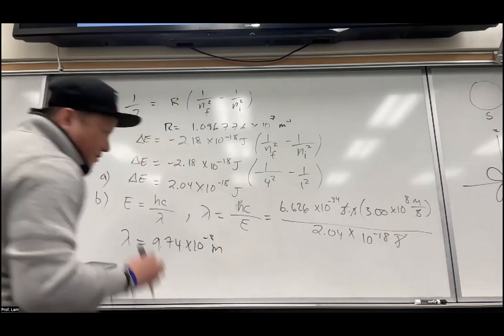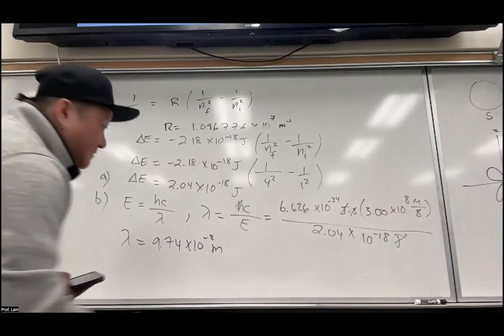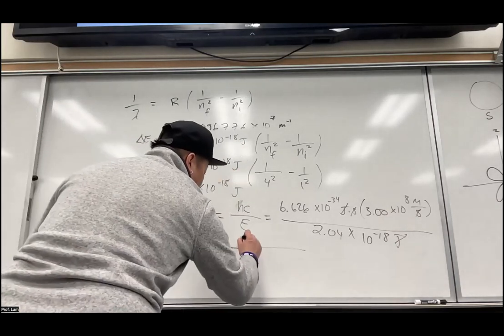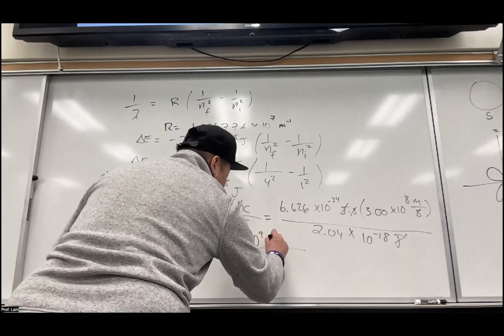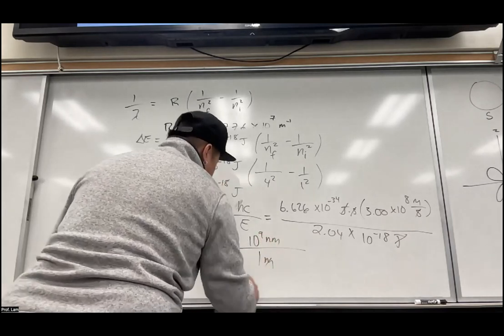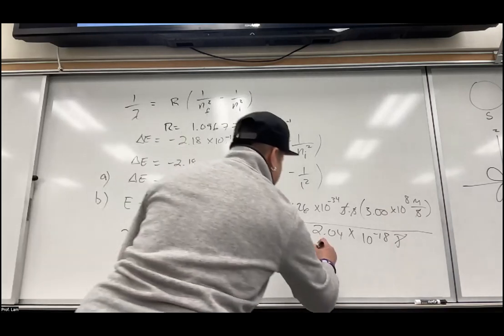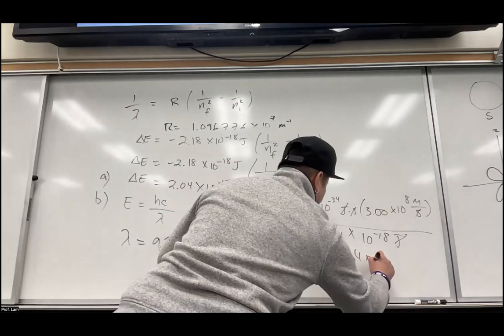Yep, that's in meters. But it wants it in nanometers, right, guys? So we're going to do one conversion. 10 to the 9 nanometers per 1 meter. Okay, so that's going to give us 97.4 nanometers.